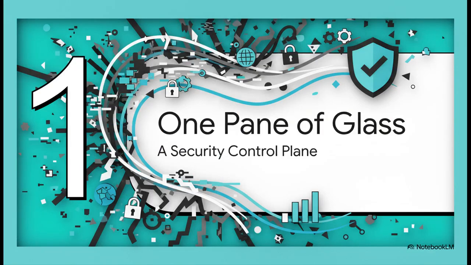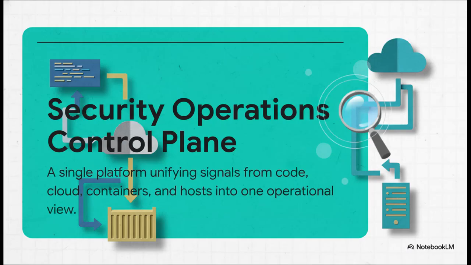So this is exactly where a tool like BlackShield comes into the picture. The whole idea is to give you that single pane of glass, what they call the security operations control plane, to bring some serious order to all that chaos. Okay, so what is a control plane in this context? Think of it like this. It's one single platform that's designed to pull in and unify all those different security signals, from your code, your cloud, your containers, your hosts, the whole shebang, and mash them all together into one single coherent view.